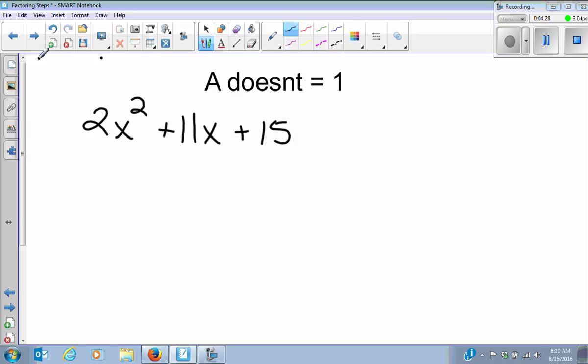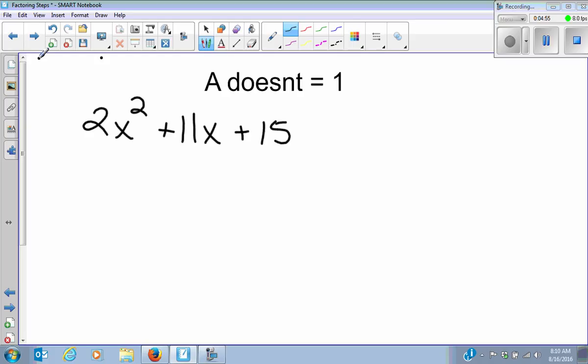We've got 2x squared plus 11x plus 15. What's my first step I'm supposed to do? Is there a greatest common factor? No. Second thing I'm supposed to do: is this a special case? And how do you know right away it's not? Say it loud.